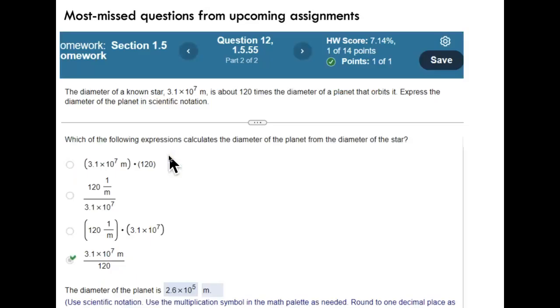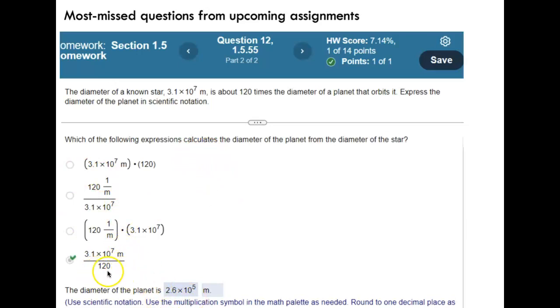Now, one of the problems in my math lab was this one, which talks about the diameter of a star being given as 3.1 times 10 to the 7th power meters. But that diameter is 120 times the diameter of a planet that orbits it. So the diameter of the star is 120 times the diameter of the planet, and we're trying to find the diameter of the planet. So what we need to do is take that number in scientific notation and divide it by 120. So this gives us our final answer.